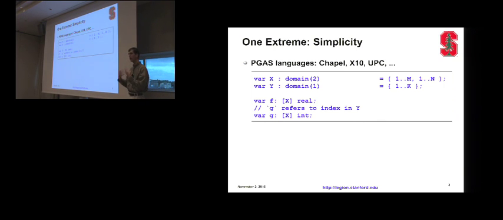So Chapel has this notion of domains. I can have two-dimensional domains, so X is a 2D domain and Y is a 1D domain. This just describes the bounds of these arrays that I'm going to create down here. So F and G: this syntax for F basically means it's a 2D array because X is a 2D domain, and each element in the array is a real. And then G here is an array, a 2D array again, where each element is an int, and I've got the handy little comment here that says what's actually going on is G is going to be referring to an index in Y, which happens to be a one-dimensional thing, so we'll just use an int.